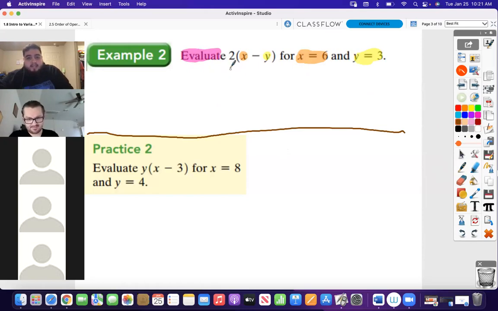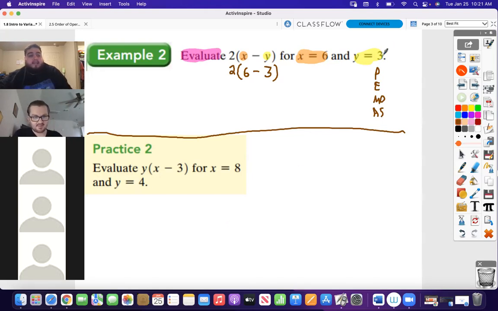So let's go ahead and replace the x and y. So 2 parentheses, instead of x, I'm going to write the number 6, minus, instead of y, I'm going to write the number 3, parentheses. Now we have to simplify this using PEMDAS. Remember what we did last class in PEMDAS?